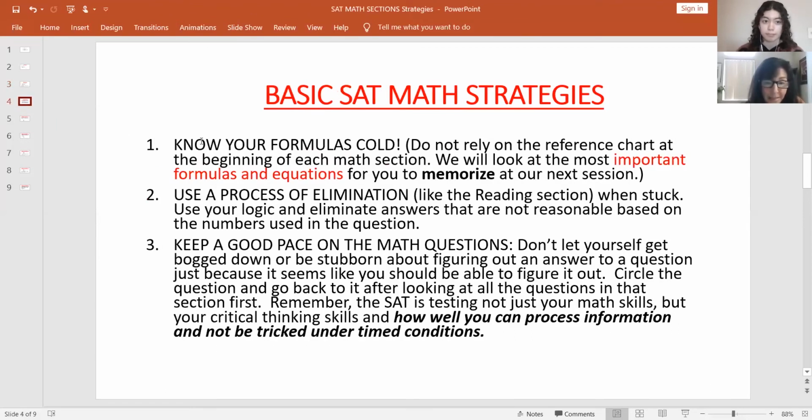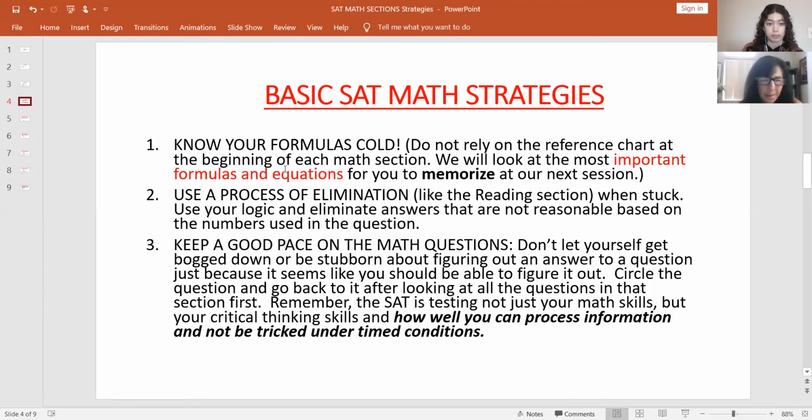Okay, basic SAT math strategies. Know your formulas cold. The first page has a reference chart at the beginning of each math section, and we'll look at the most important formulas and equations for you to memorize at our next session. I'll give you a list of about 17 of them, but the formulas on the first page are primarily area and perimeter of squares and circles, and maybe volume and some special right triangles. You want to know those.